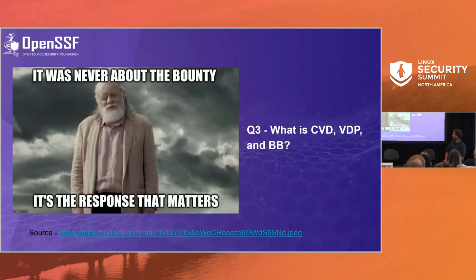All right, let's move on to our next question. We've mentioned a couple of these terms. Could I ask the panel to explain the difference between CVD, VDP, and bug bounty? Who'd like to start? You got squinty eyes. I'm squinting. Not fear. I'm squinting. So the CVD-VDP difference is the most squinty to me.